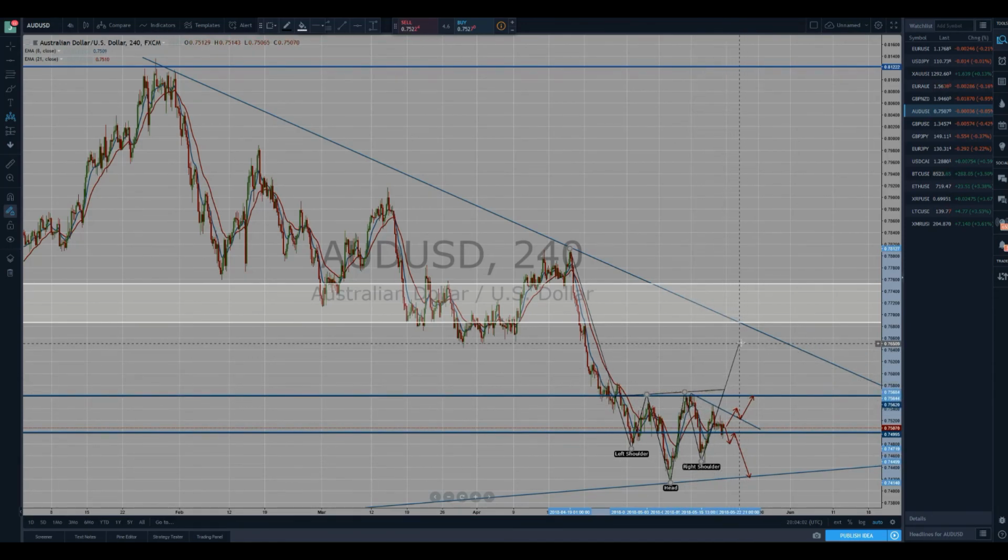And then what we're looking for is a break of the neckline before it's confirmed. If that break of neckline does happen, then I would be looking for a retest of this trend line drawn.